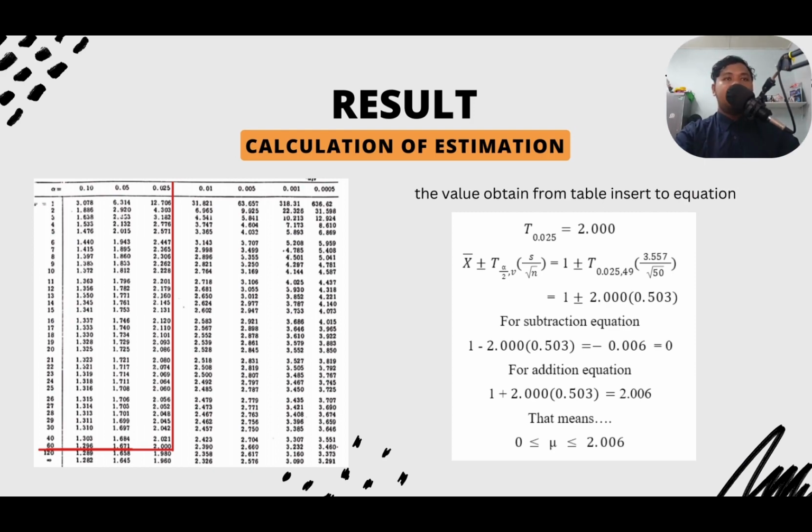Okay, this value we're gonna use in the next calculation, which you will insert into the equation. Because I forgot to say that if n is smaller than 30, we're gonna use a t distribution, which is t here, t 0.025 equal to 2.000. We're gonna use the equation of x̄ plus t, the value of alpha divided by 2, and the v.